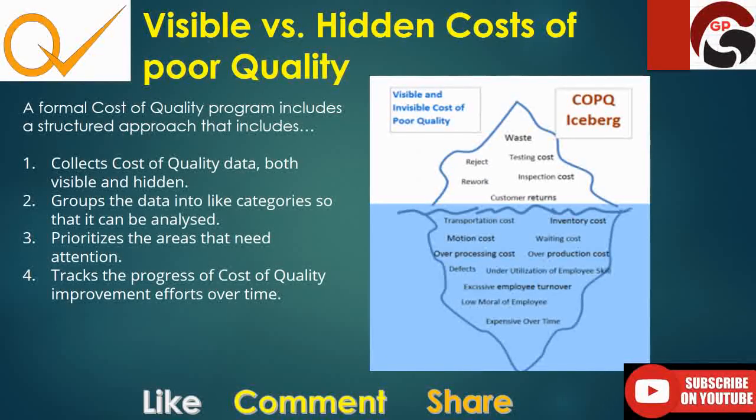Group the data into like categories so that it can be analyzed. Maybe you can put each rejection with respect to man, machine, method, materials, measurement and environment, like 5M and 1E, using a cause and effect diagram. Then prioritize the areas that need attention. Once you collect the data, maybe you can put all the rejection data into a Pareto chart and take only the vital few categories for first level analysis. Track the progress of cost of quality improvements and efforts over time.